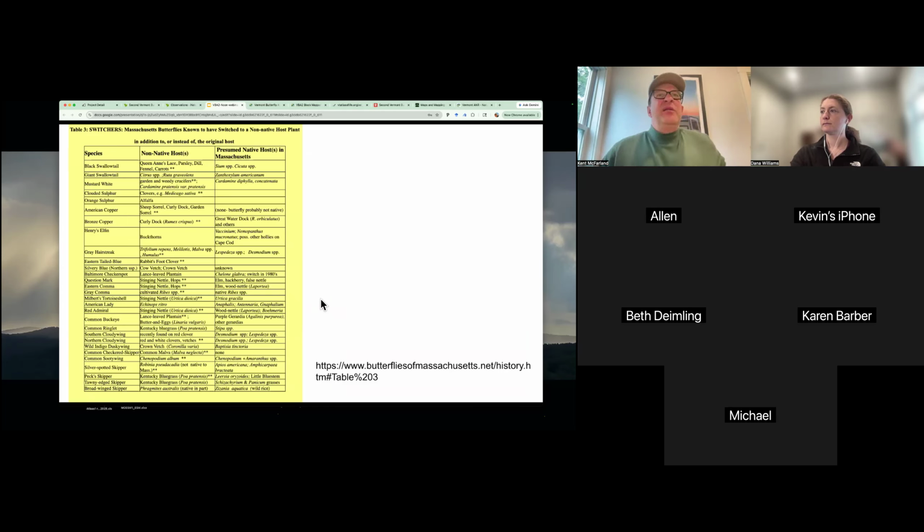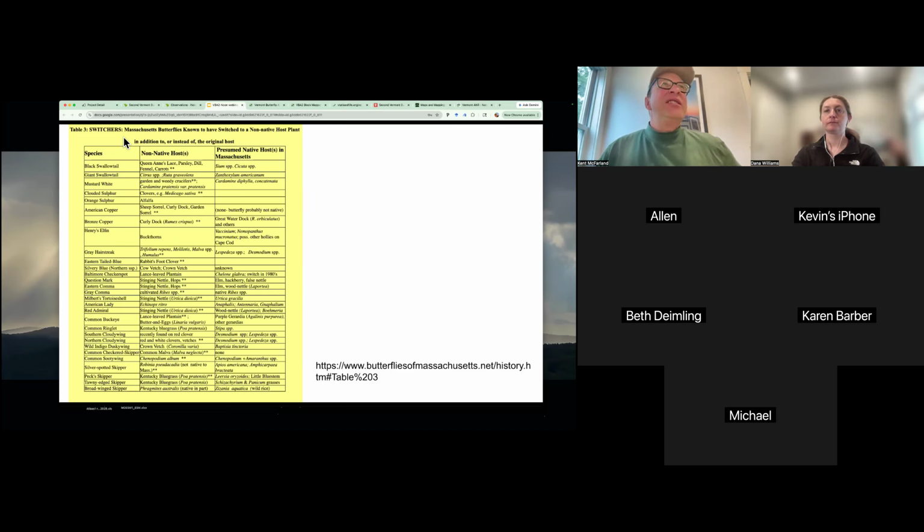I pointed out Henry's elfin switched. This is off the Massachusetts butterfly site that I just grabbed today, and I should probably do this for Vermont. In fact, I'm going to do this for Vermont so everyone has this. But here's Henry's elfin switched to buckthorn, introduced buckthorn, from vacciniums and nemopanthus. And so now Henry's elfin, because it's starting to switch to buckthorn, which is an invasive species, is starting to be found in more places, and now might not be as rare.